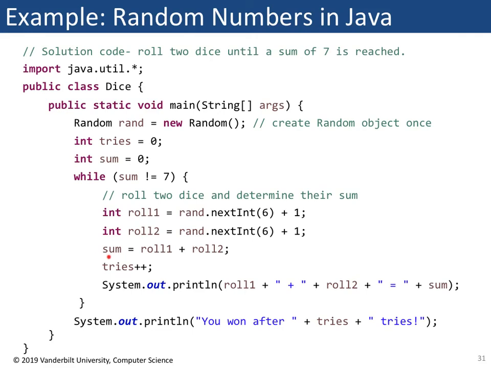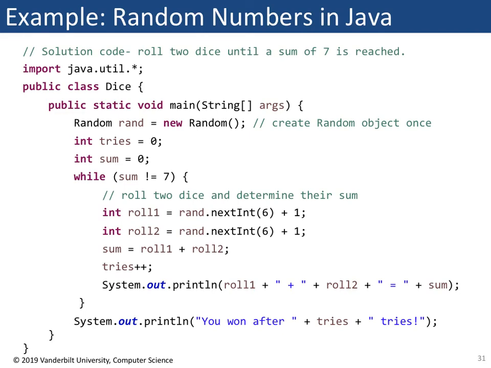Then our sum is going to just be the addition of roll 1 and roll 2. We increment the number of tries because in this case, where we're executing this loop, we have just rolled the dice for our first time. Tries was 0, now it's 1. We can print out roll 1 plus roll 2 equals sum to give the output we saw on the previous slide.